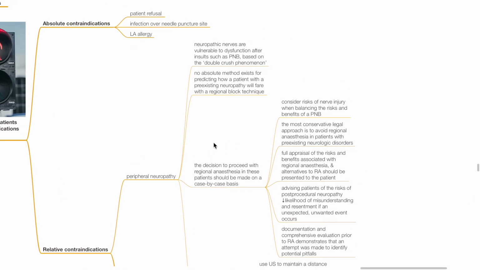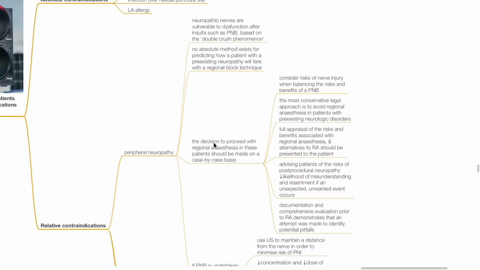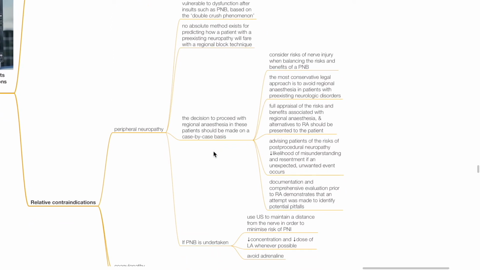Regarding peripheral neuropathy, neuropathic nerves are vulnerable to dysfunction after insults such as PNB, based on the double crush phenomenon. No absolute method exists for predicting how a patient with a pre-existing neuropathy will fare with a regional block technique. The decision to proceed with regional anesthesia in these patients should be made on a case-by-case basis.